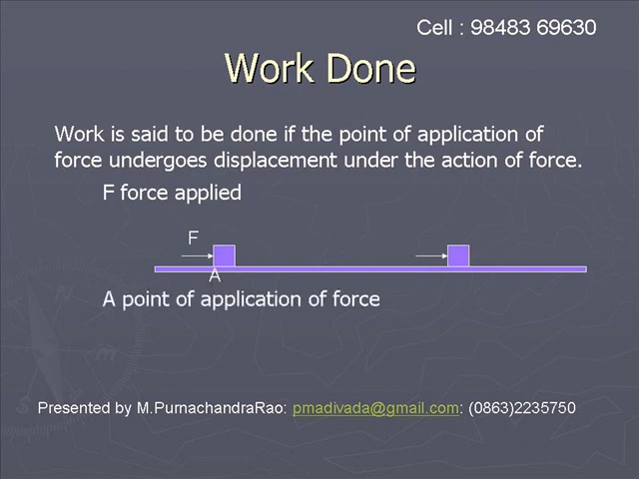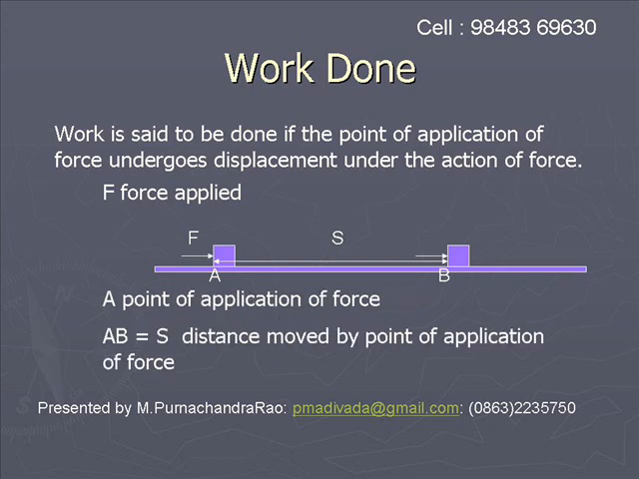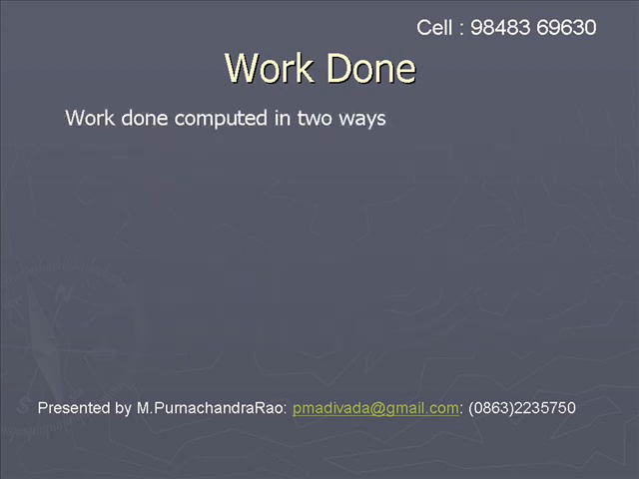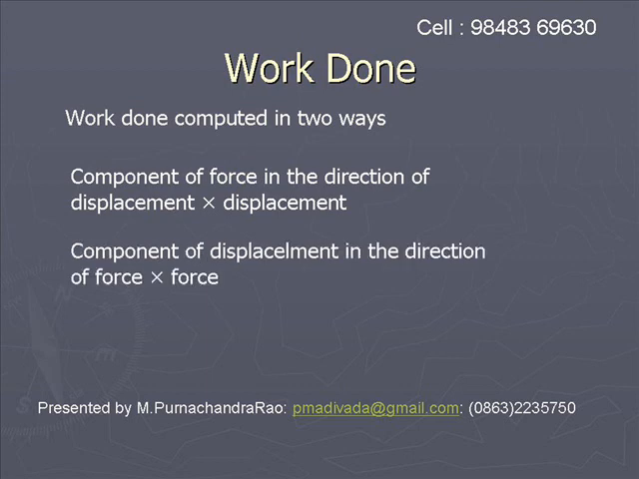Whenever force is applied on a body, then if the point of application gets displacement, work is said to be done. Work done can be computed in two ways. It can be computed as the product of the component of force in the direction of displacement and the displacement, or the component of displacement in the direction of force into force.